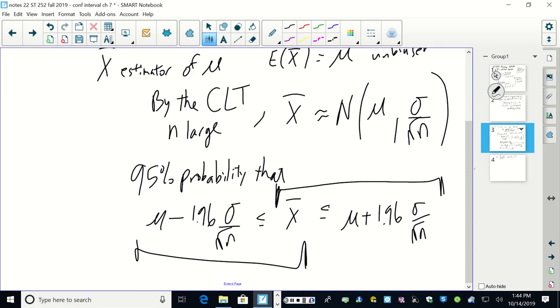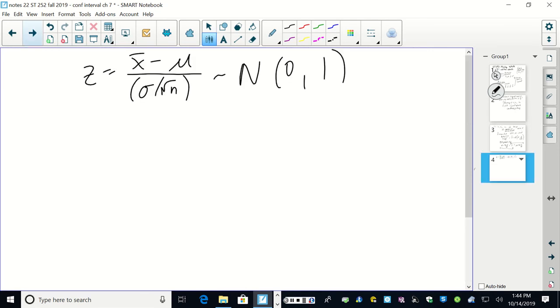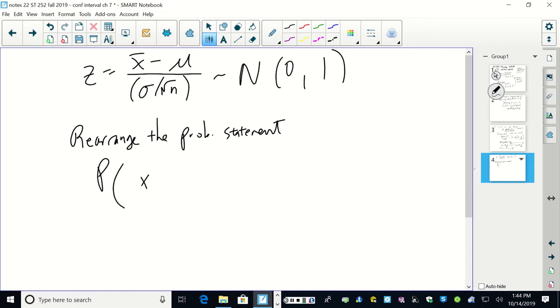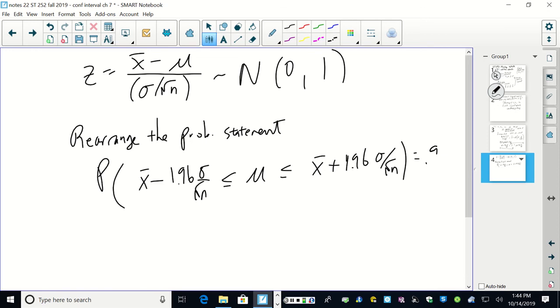So what we get when we rearrange inside the probability statement, we can write that the probability that x bar minus 1.96 sigma over square root of n is less than or equal to mu is less than or equal to x bar plus 1.96 sigma over square root of n should still be about 95%.